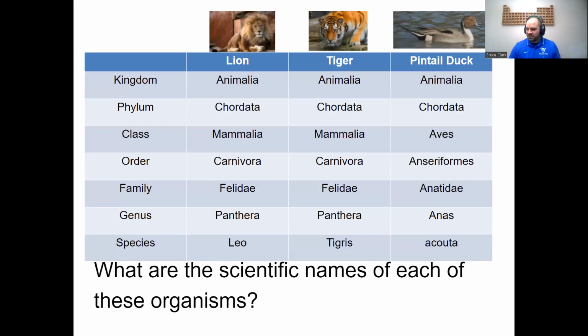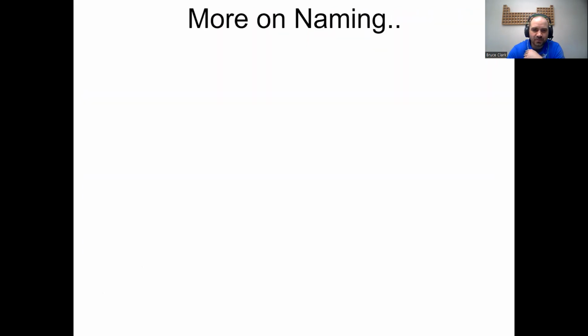Here's a look at how we determine what things are more closely related to other things. Lions and tigers we know are very closely related. If you look at all the folders they fit into, lions and tigers fit into the same folders all the way down to the species. They are so closely related they can actually interbreed with one another. It doesn't make a fertile offspring, but they can interbreed. Versus if you look at ducks and tigers, they're in the animal kingdom. They're in the Chordata phylum, meaning they have backbones. But after that, their paths diverge.